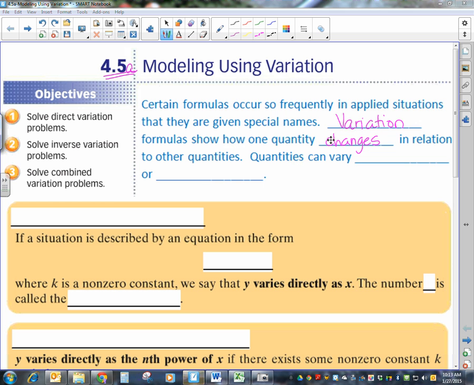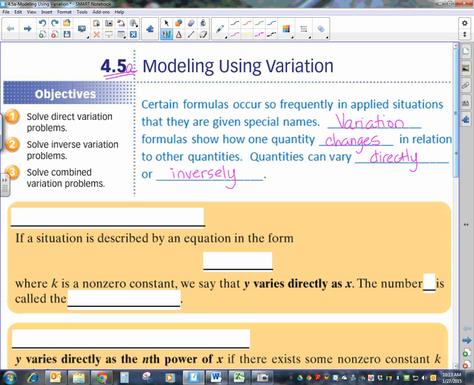Okay, the quantities that we're going to be talking about can vary directly or inversely. And I totally did not spell that correctly. So let's try that again. Inversely. Okay, so we have three different types that we're going to talk about.